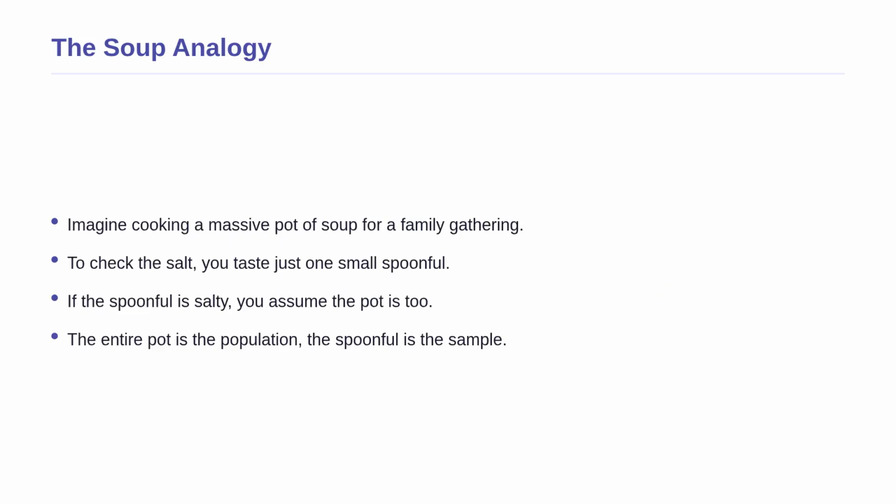Let us start with a simple, everyday analogy to build our intuition. Imagine you are cooking a massive pot of soup for a large family gathering. To know if the soup has enough salt, you do not need to drink the entire pot. Instead, you take a small spoon, stir the soup well, and taste just that one spoonful. If that spoonful is perfectly salty, you confidently assume the whole pot is too. In biostatistics, the entire pot is the population, and the spoonful is our sample.